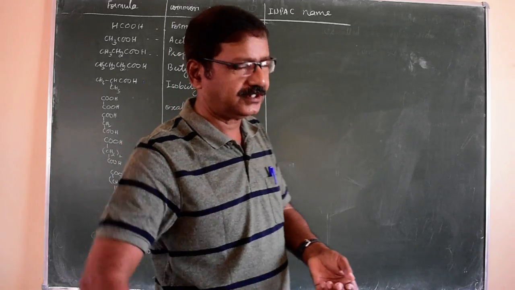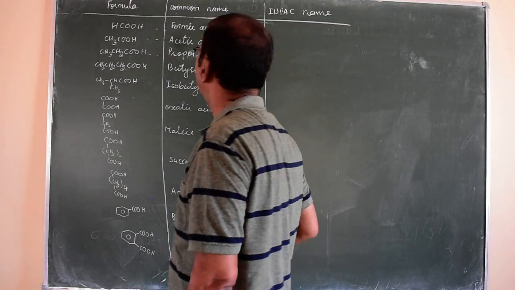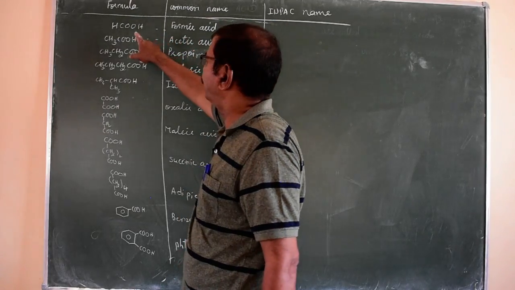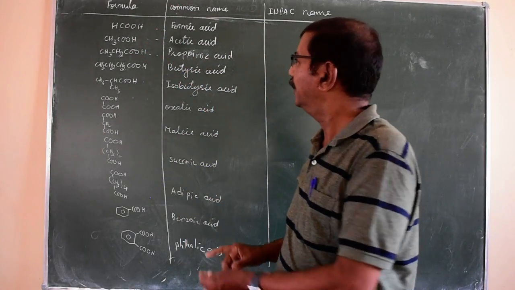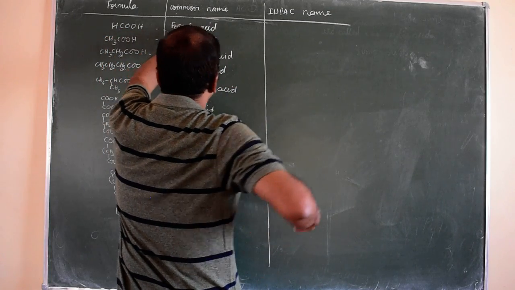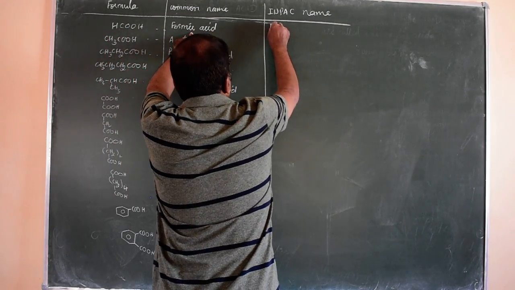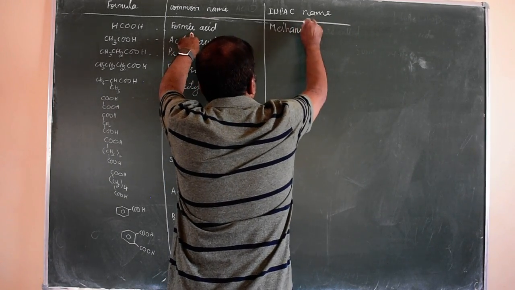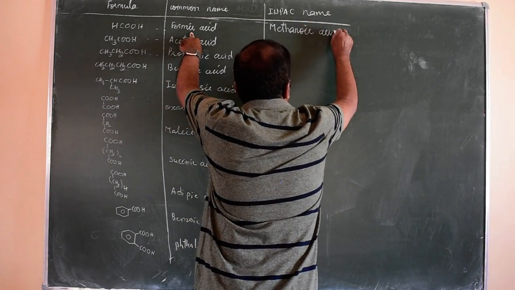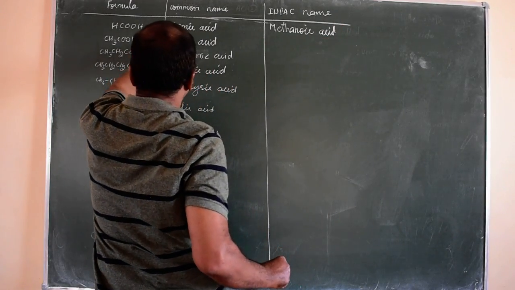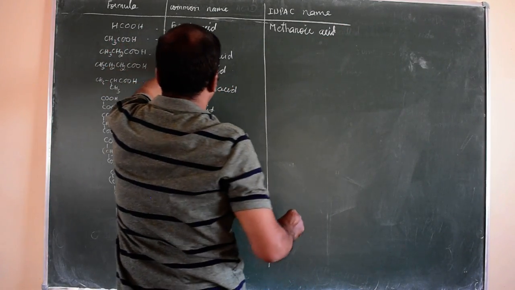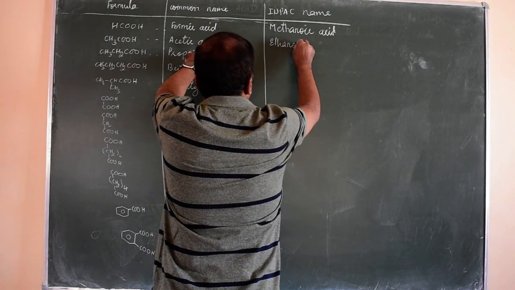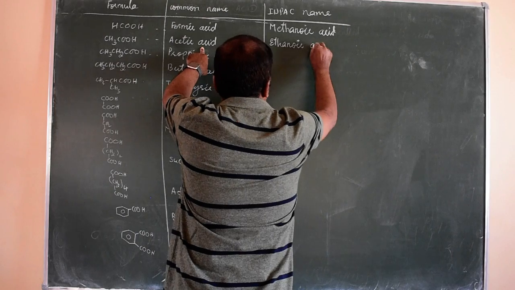Now in the IUPAC system, as we know, first you should know the suffix. The suffix for carboxylic acid is oic acid. Number of carbon atoms is 1, so it is methanoic acid. Next, number of carbon atoms is 2, so it is ethanoic acid.